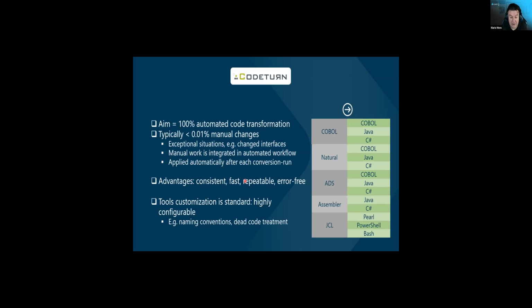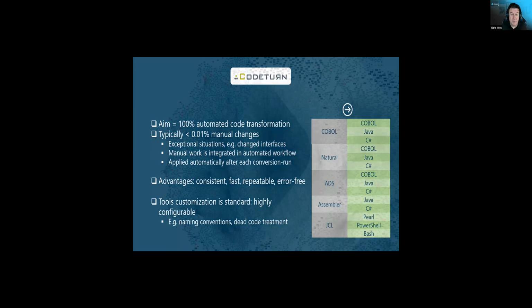You can do it over again because we do it over and over again, remember. And the tools are very, very customizable, especially if you go from a procedural language like COBOL or Natural to an object-oriented language. There are a lot of options you have for how you want the Java or the C# that comes out of it to look.